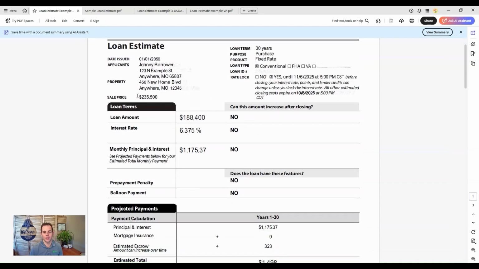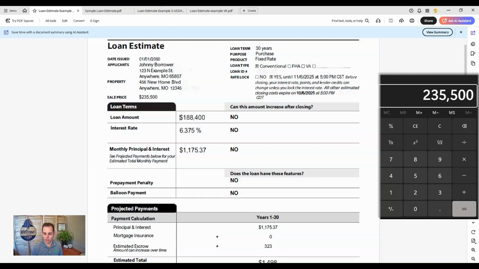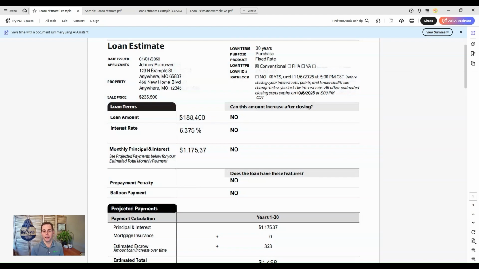Okay, so we're back to the sales price of $235,500. Our loan amount is $188,400. So what does that signify? That signifies this borrower's down payment. We take $235,500 and subtract out the $188,400. So this borrower is putting down $47,100. We divide that number by $235,500, the purchase price, and that is exactly 20%. So this borrower is putting down 20%.